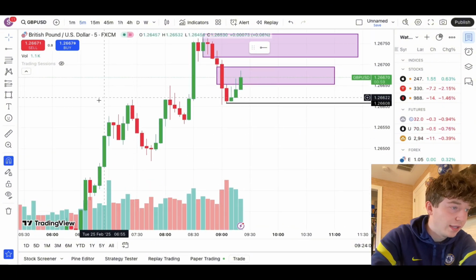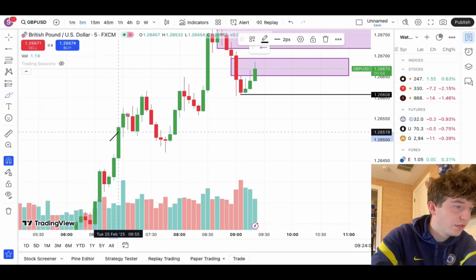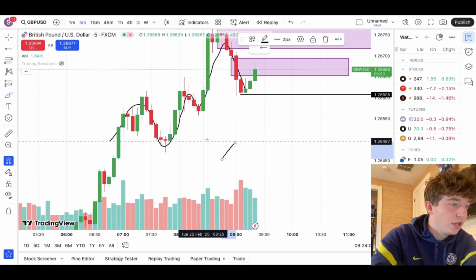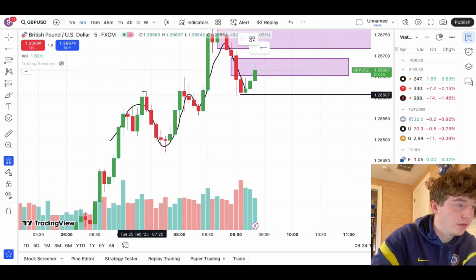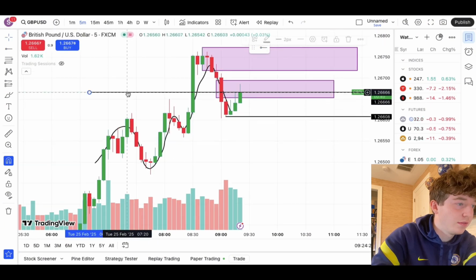If you look at the previous up, down, up, down, up, down, you can see we make higher highs. So we have a high here, right? And then we have a high here. We make a higher high, higher high.